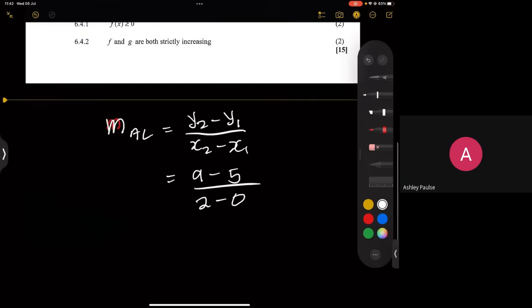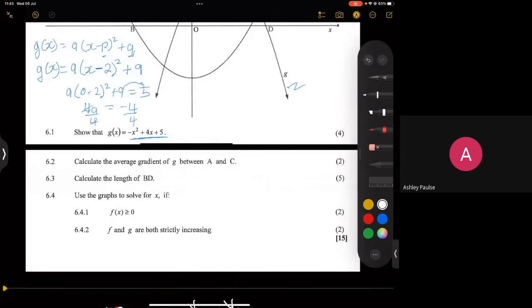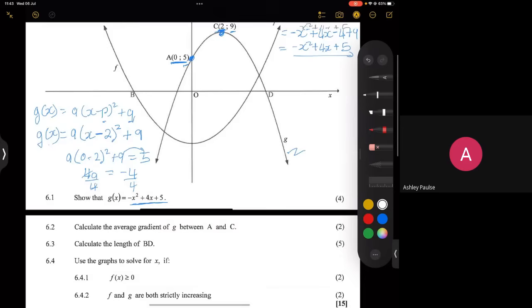Okay, right. So once again, 9 minus 5, that would be 4, right? And divide that by 2, so this would be 4 over 2, and this would give us 2. So the average gradient between A and C in this case is 2. All right. The next question. They say to us, calculate the length of BD.